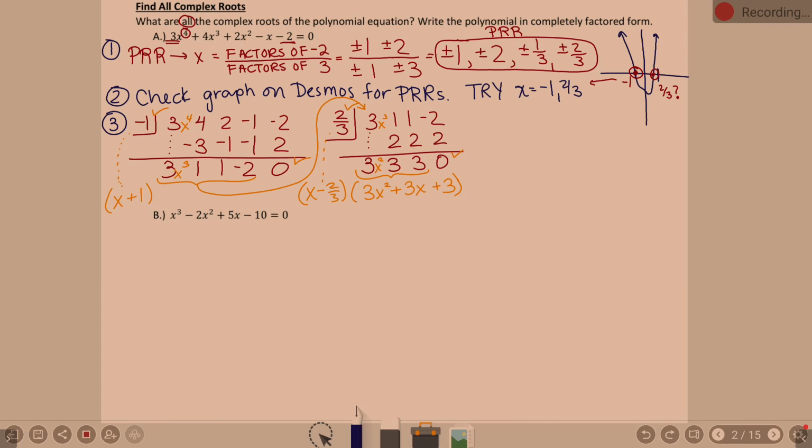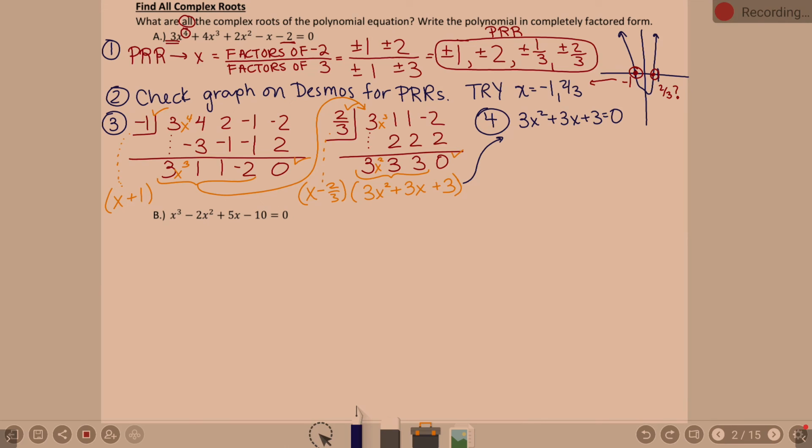So what I'm going to call step 4 is we have to take this piece right here and find the solutions for it, which in this case are going to be the imaginary. So I'm going to say 3x squared plus 3x plus 3 equals 0, and I need to solve that.